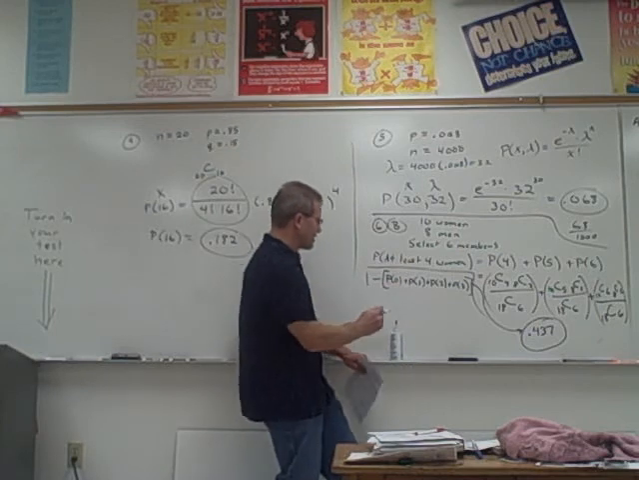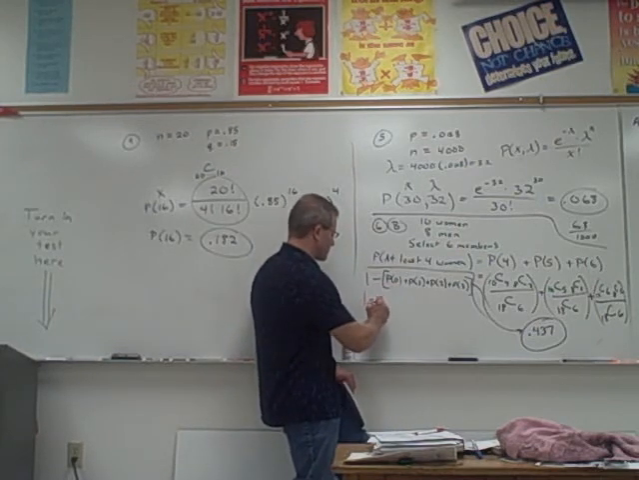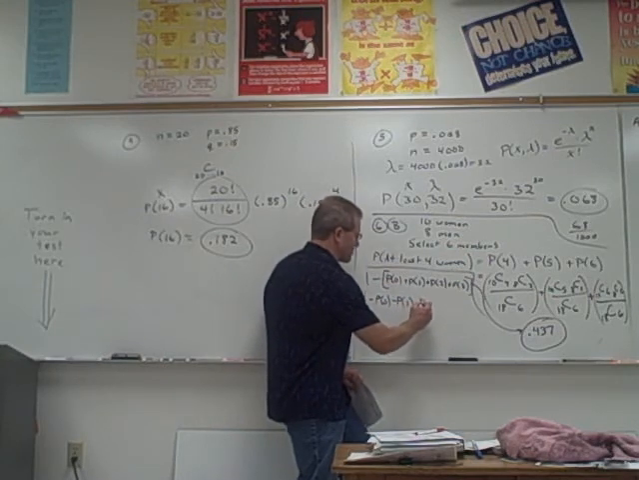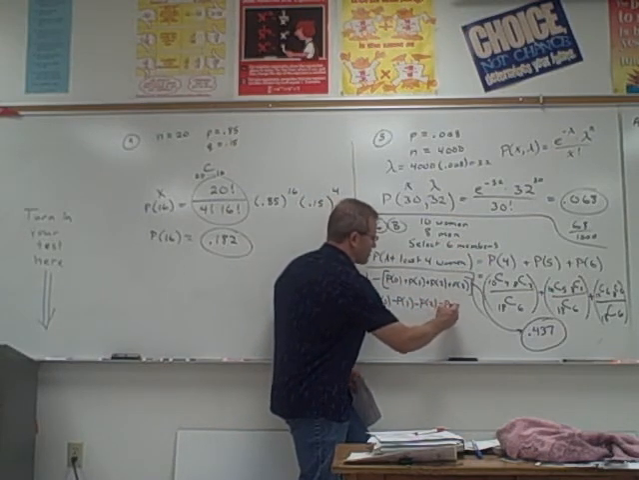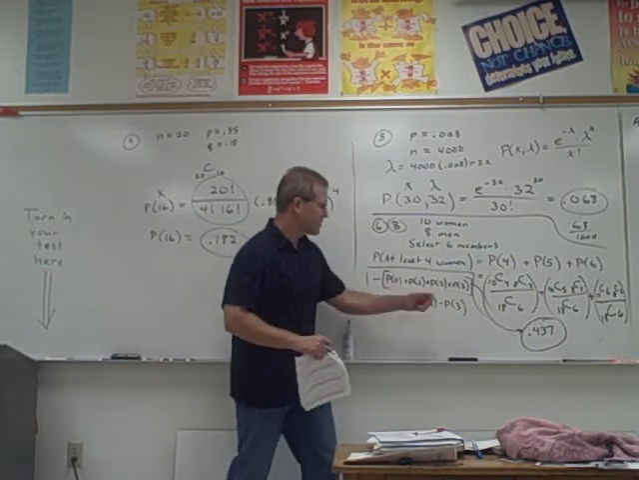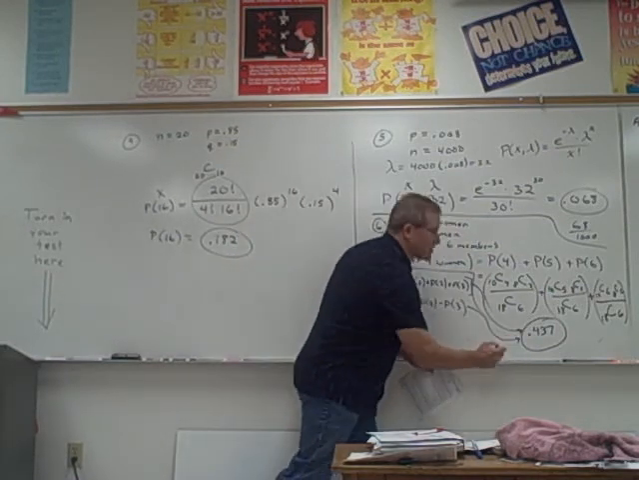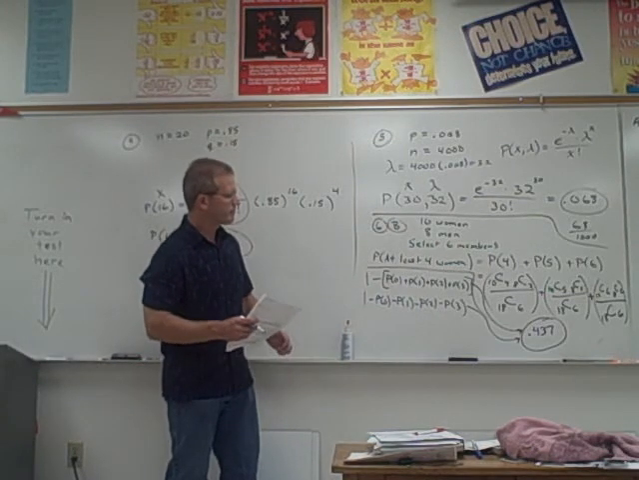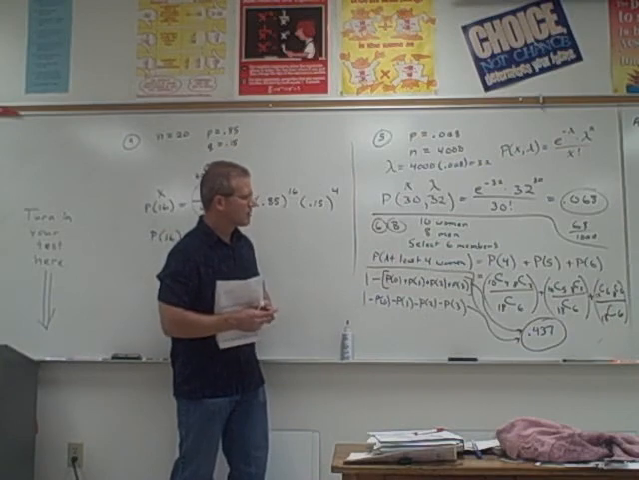Or a third way you could do it, you could just do 1 minus the probability of 0 women minus the probability of 1 woman minus the probability of 2 women minus the probability of 3 women. Basically just distribute that minus through, subtract them all off. That would also give you the same answer. So it's really like 3 ways you could do that problem. Any questions on that?